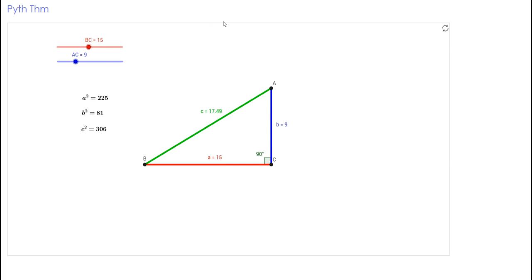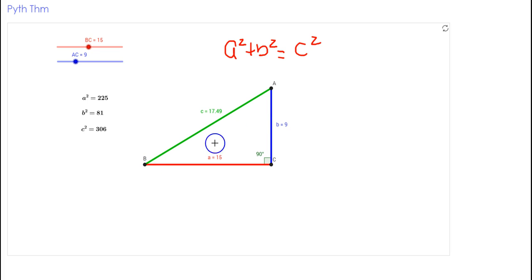Alright, so as you can see here, we're going to be using the Pythagorean theorem. I know we're going to be using it because I see a 90 degree angle in a triangle. So remember, we have our formula, which is A squared plus B squared is equal to C squared. That's really important. So we know A is 15. 15 times 15 is 225. B is equal to 9. So B squared is 9 times 9, which is 81.